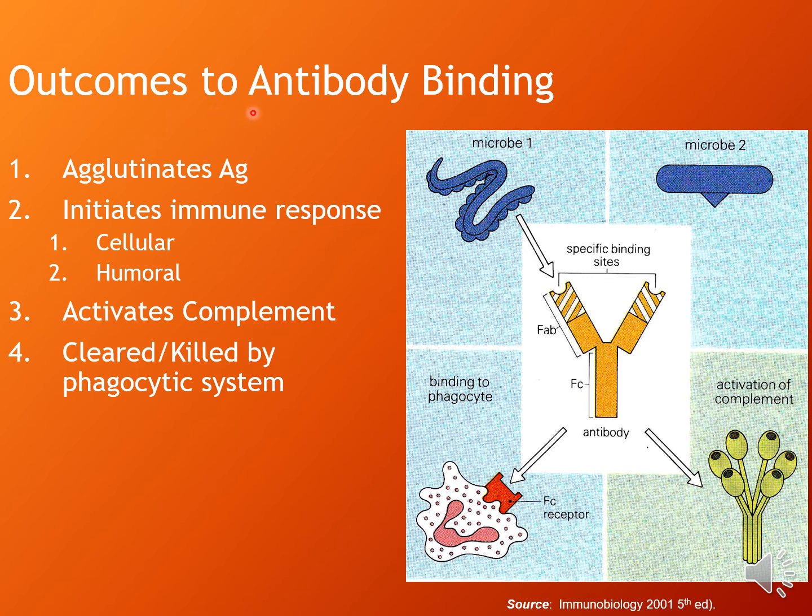In any case, when antigen binds with the corresponding antibody, what will happen? Number one, it can result in agglutination of the antigen. It can initiate an immune response, which can be cellular. It can activate the macrophages, the phagocytes, or even the natural killer cells. And humoral, which means the production of antibodies that can act against the antigen. It can also activate the complement, and it can allow for direct killing of the cells by phagocytes.